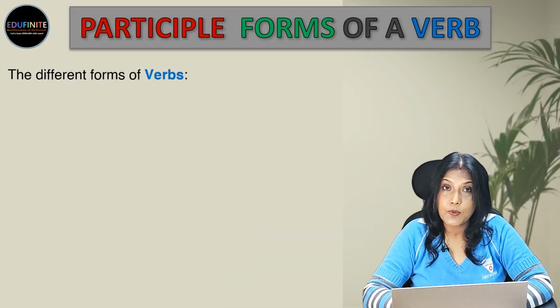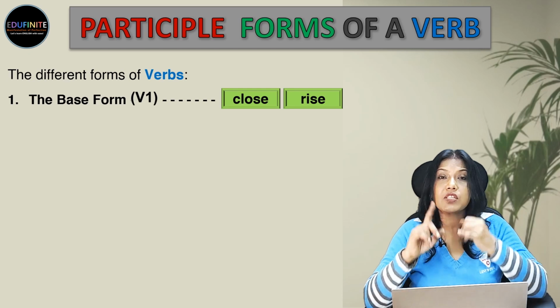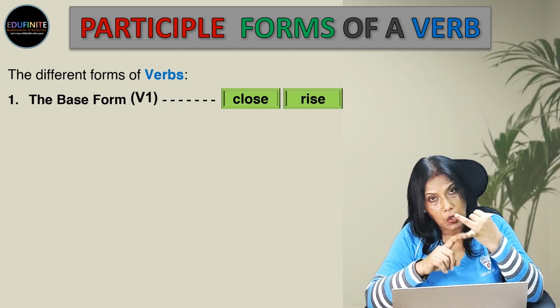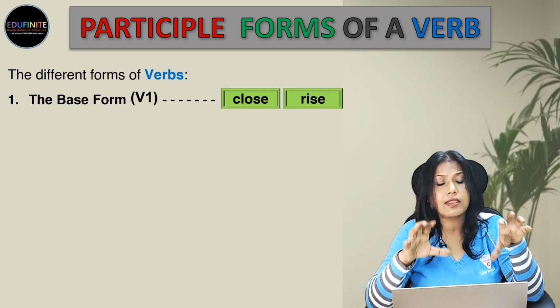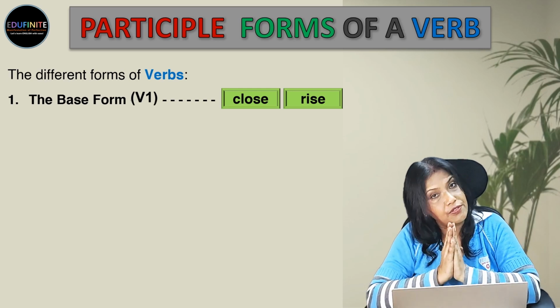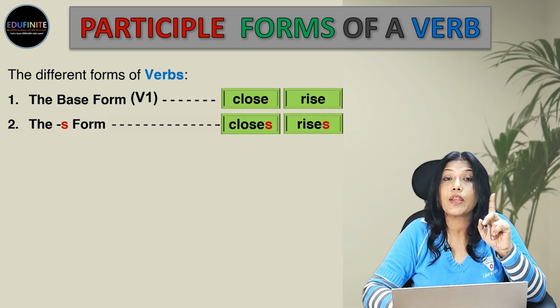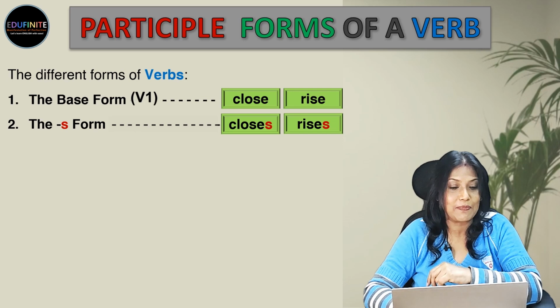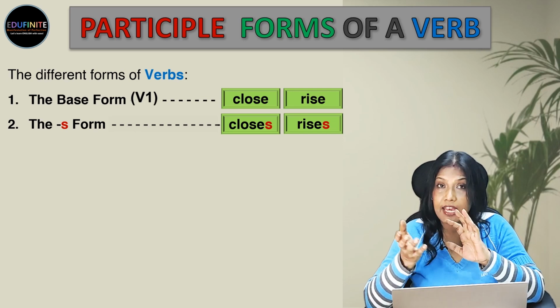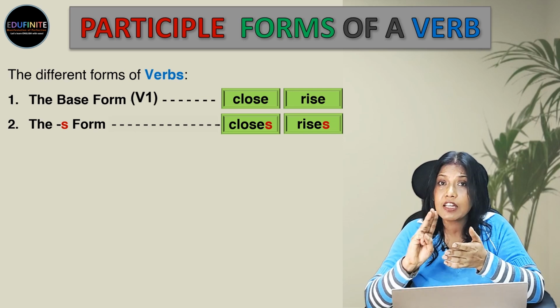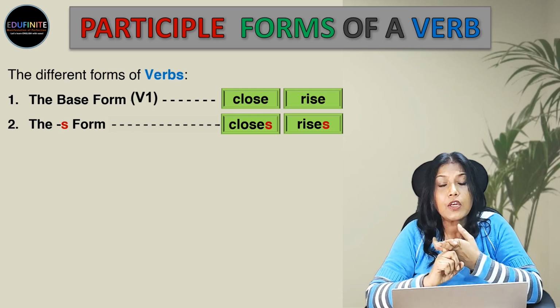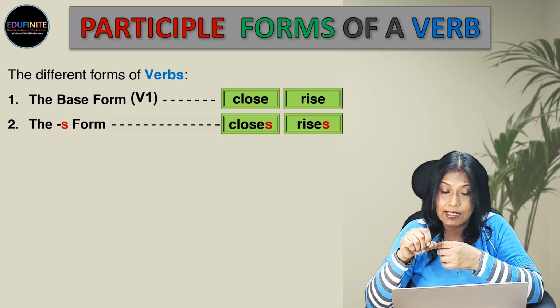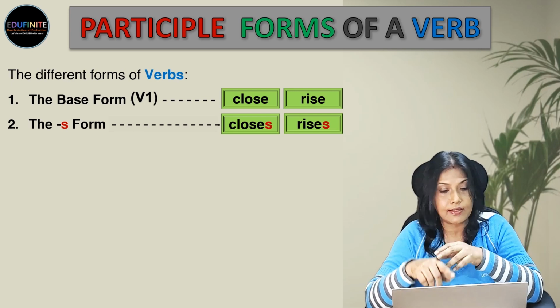The different forms of the verb. So, since we have chosen the two verbs close and rise, these are the base form of the verbs. That's also known as the V1 form of the verb. Now, when we have the S form, that means for the third person singular, we use the verbs with an S. So it's closes and rises.